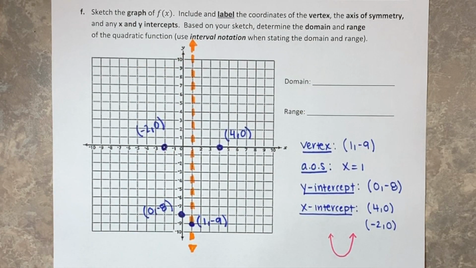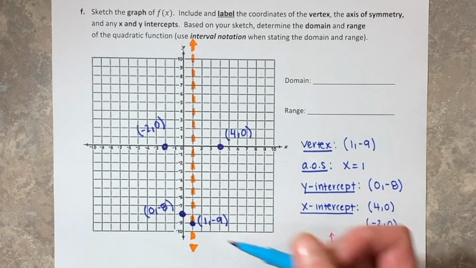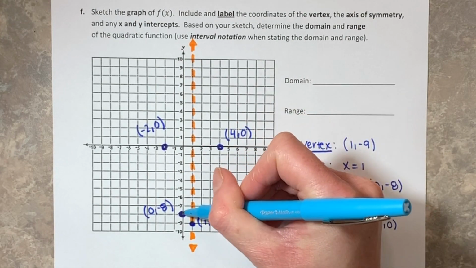Now these are all of the key points that you want to make sure to include on your graph, but we can use symmetry to obtain one extra optional point if we'd like to help make our graph even more accurate. To find the one extra point, look at your y-intercept. Notice that the y-intercept is 1 unit to the left of the axis of symmetry, so using symmetry, we can go 1 unit to the right of the axis of symmetry to draw one extra point. And let's see, that point has the coordinates 2, -9.